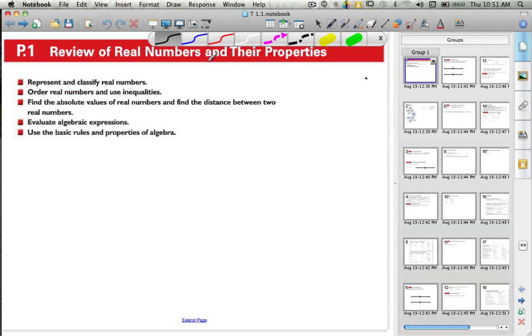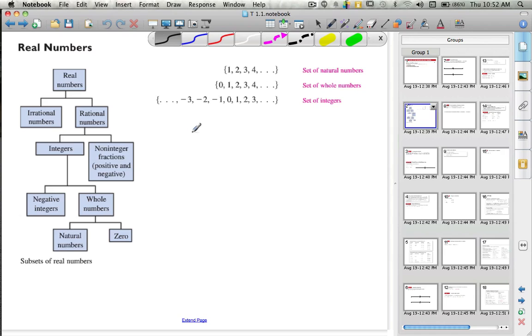So what we're going to be doing in this section 1.1 is going back through how we represent and classify real numbers, how we order the values of real numbers, and how we use inequalities, how we find the absolute values of real numbers and the distance between two real numbers, how we evaluate algebraic expressions, and how we use the basic rules and properties of algebra. This may be a little bit of a lengthy section, but we're going to go through this relatively rapidly.